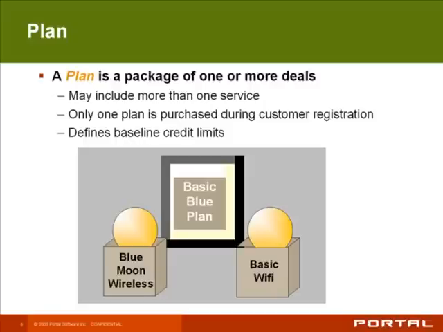As mentioned earlier, a plan is actually what the customer is purchasing during registration and is comprised of one or more deals. The plan is where multiple services can be packaged together to offer your customers. In this diagram, we're looking at a single plan, the Basic Blue Plan, which contains two deals: the Blue Moon Wireless deal and the Basic Wi-Fi deal. Let's take a closer look at the two deals.